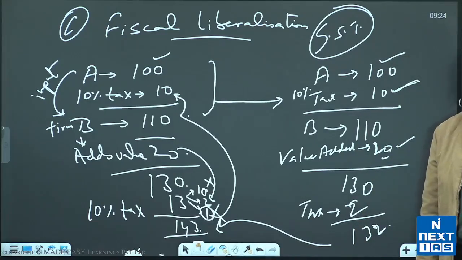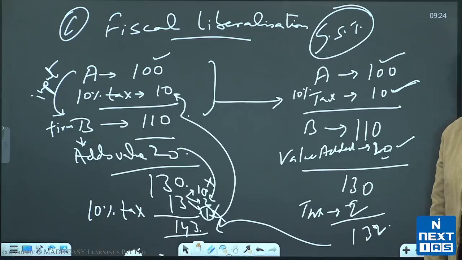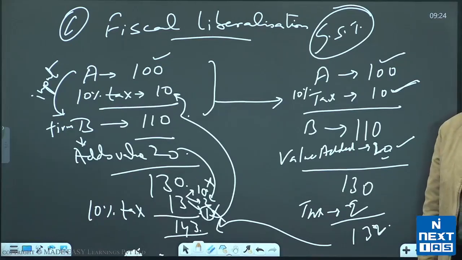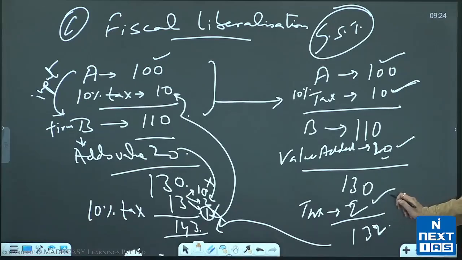And B will be happy because B will know I don't have to take the pressure of paying 13 rupees as tax. I just have to pay 12, out of which 10 I will get back. So the net tax burden on B is equal to the value addition done by B. The tax burden on B, ये इतना ही टैक्स लिया B ने. क्यों?